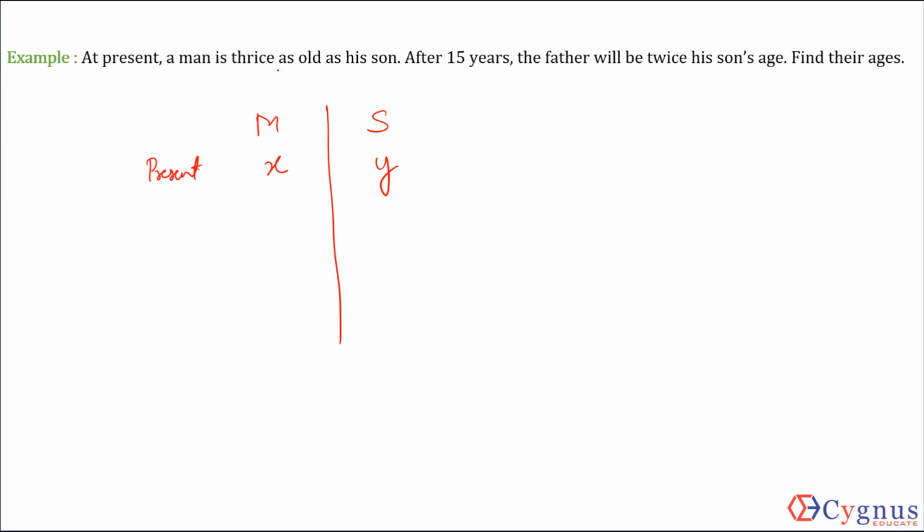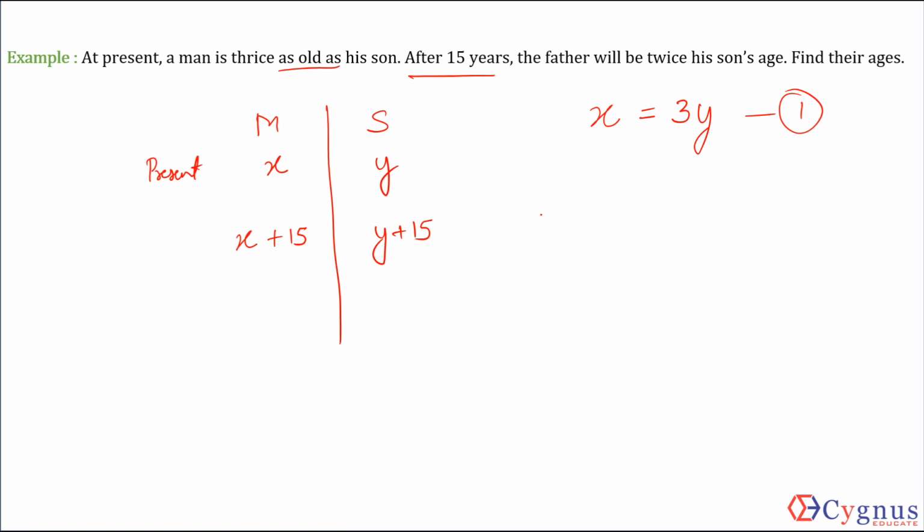At present, a man is thrice as old as his son. So how do we write the equation? Man is X, son is Y. Are they equal? No. X is thrice of Y. This is my equation number one. What next? After 15 years. So both of them will grow by 15 years. So the ages will become X plus 15 and Y plus 15.